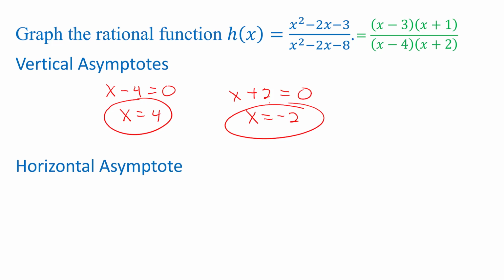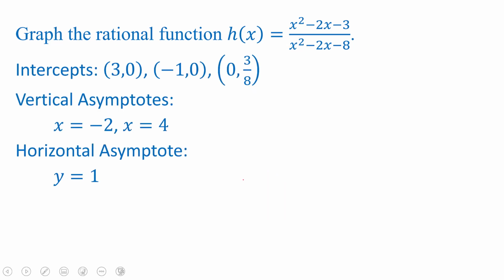For the horizontal asymptote, we look at the degree of the numerator, which is 2, and the degree of the denominator, which is 2. Since the degrees are the same, I'm going to look at the leading coefficients of each. And my horizontal asymptote would then be y equals 1 over 1, or y equals 1.